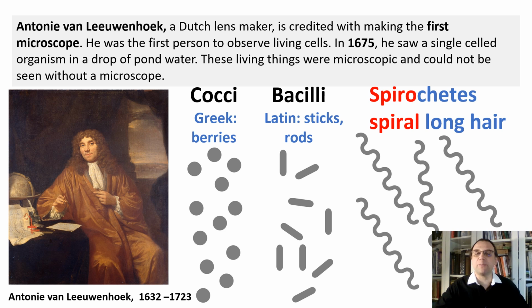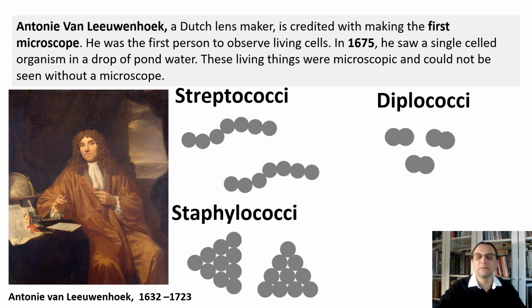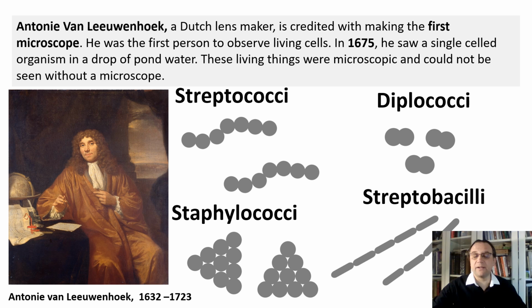Leeuwenhoek also pictured bacterial cell arrangement in infected material. Examples are streptococcus, remember it as the strips of cocci. Diplococcus, diplo in Greek means double. Staphylococcus, staphylo in Greek means bunch of grapes. Think of it as clusters of cocci. Streptobacilli, strepto means chains, so chains of bacilli. Or you can think of them as strips of bacilli. It is easier. Streptobacilli, strips of bacilli.